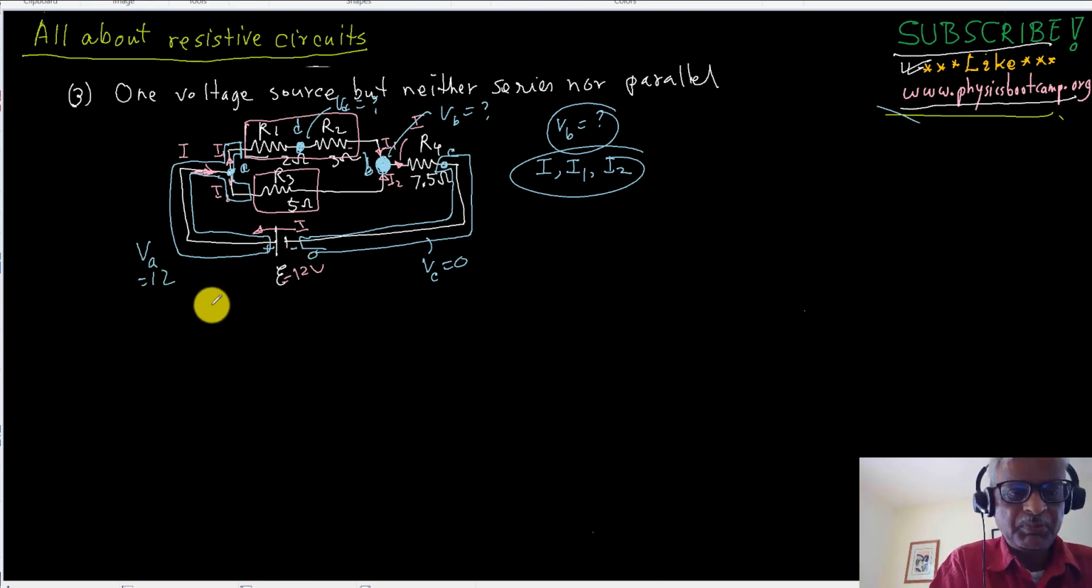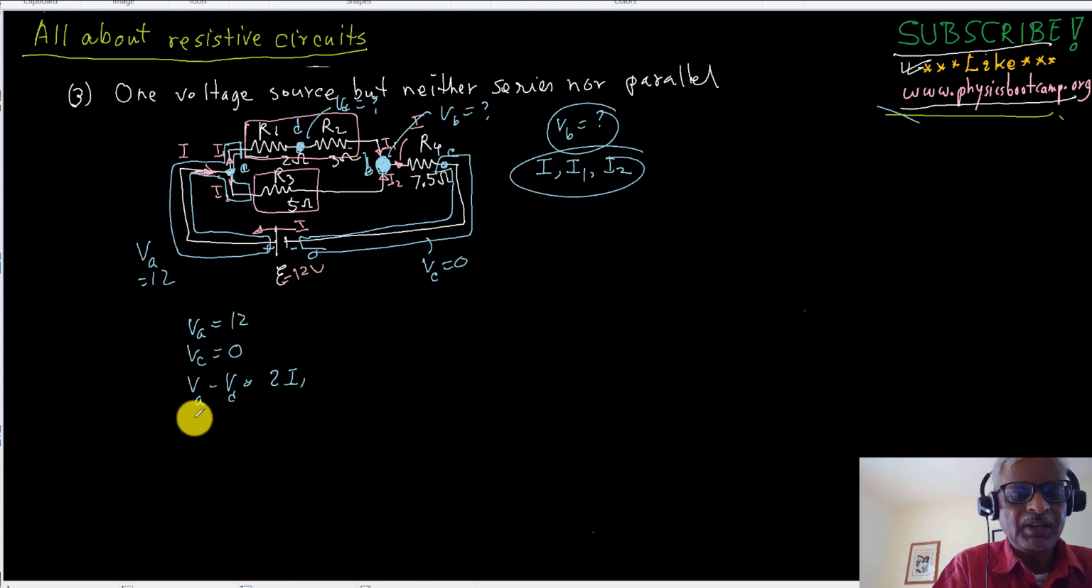So voltage problems will be VA is 12, VC is 0, VA minus VD. VA minus VD is the current through R1, so 2 times I1. I'm just going to use 2 ohm for that one and 3 ohm for that one. I'm just going to do it numerically here. And VD minus VB is going to be 3 I1, because the same current I1 must go through both of them.